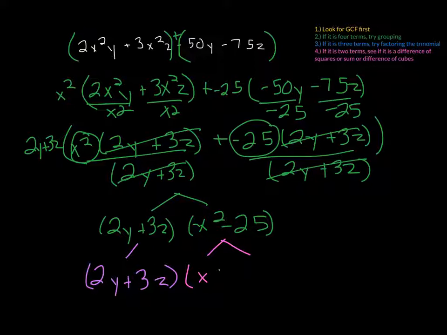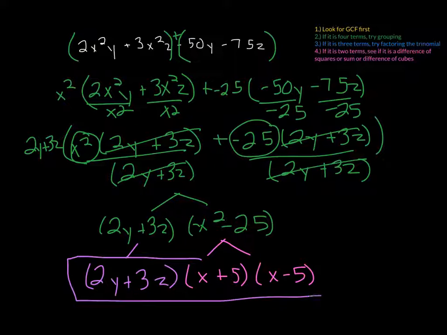X plus a square root of 25 would be 5. So x plus 5 and x minus 5. And now we have binomials that are not cubes or squares, so we are finished.